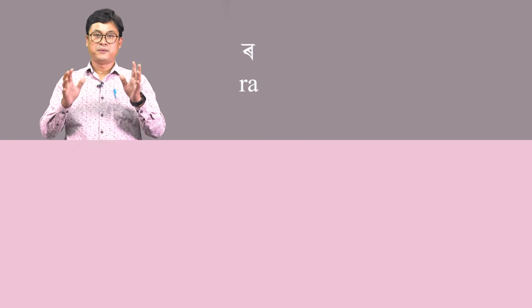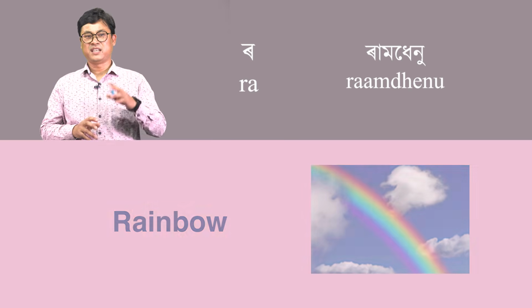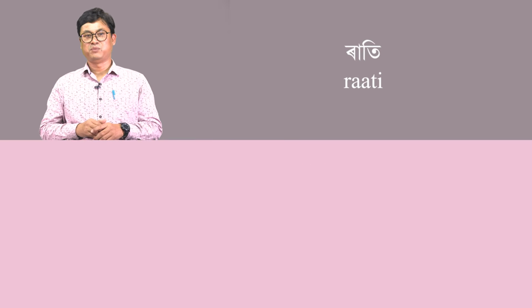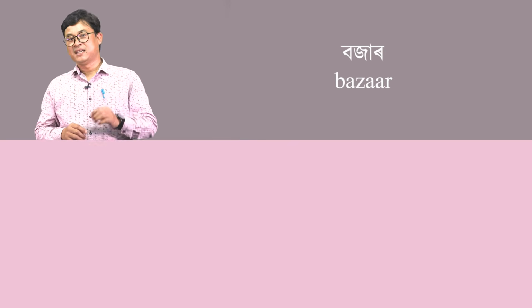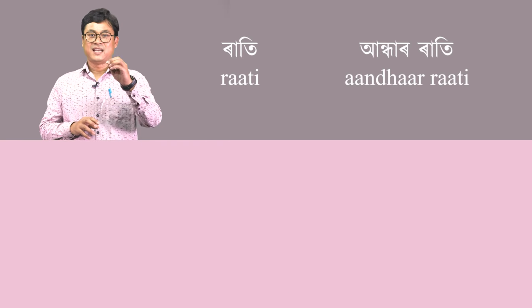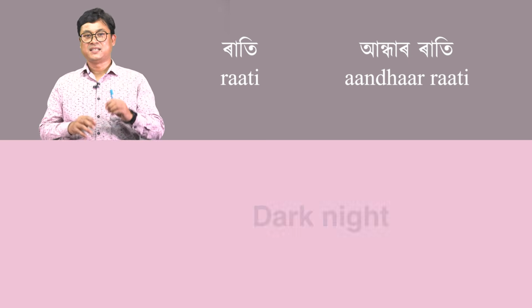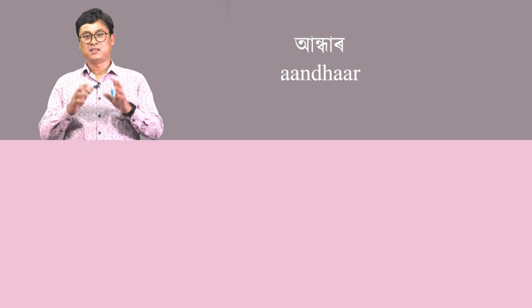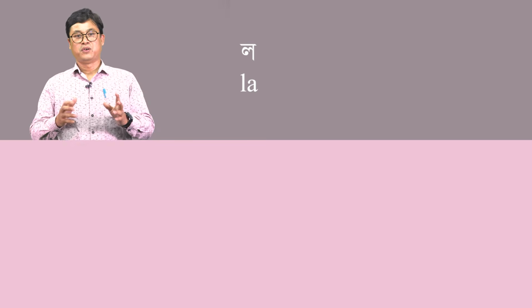Ra. Ra for Ramdhenu, which means rainbow. Rati, that means night. Bozar, that means market. Let's make one phrase using the word Rati. Andhar Rati, that means dark night. Here, Andhar means dark.